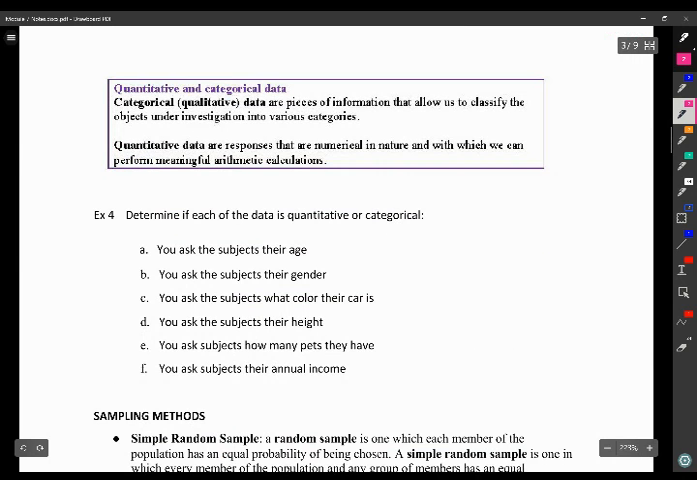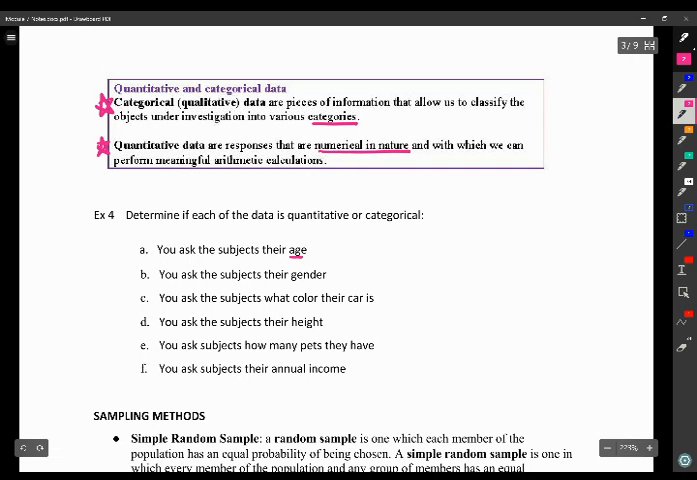As we look at the next page, it talks about quantitative and categorical data. Categorical, or qualitative, is looking at categories. So that would be like the color of a car or something like that, whereas quantitative is a number. So it is numerical in nature, like 3 or 4 or 5, where qualitative might be a color or a pet or something like that. So when you look at example 4, they talk about what category it would fall into.